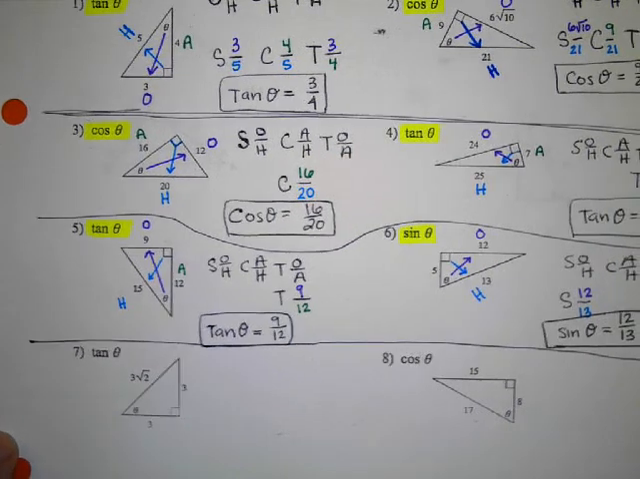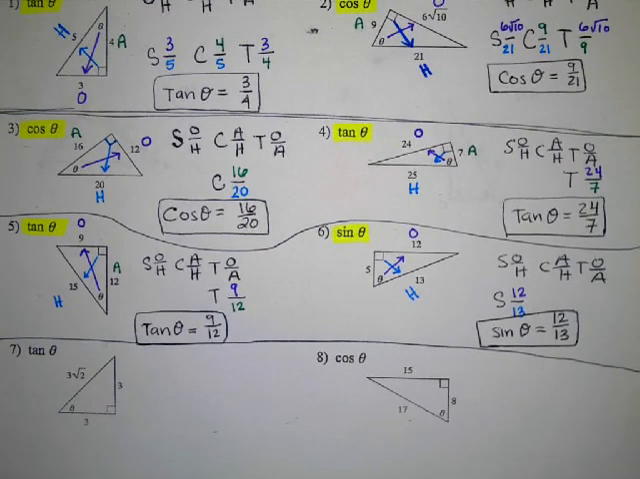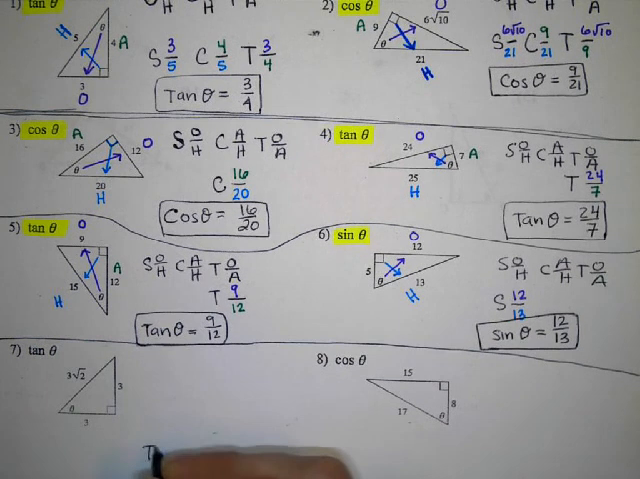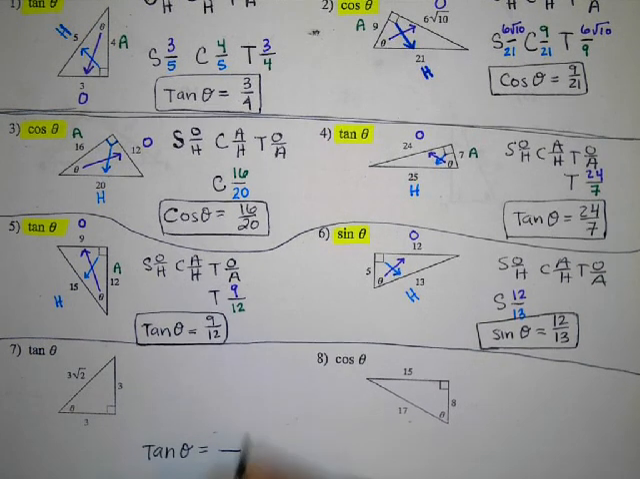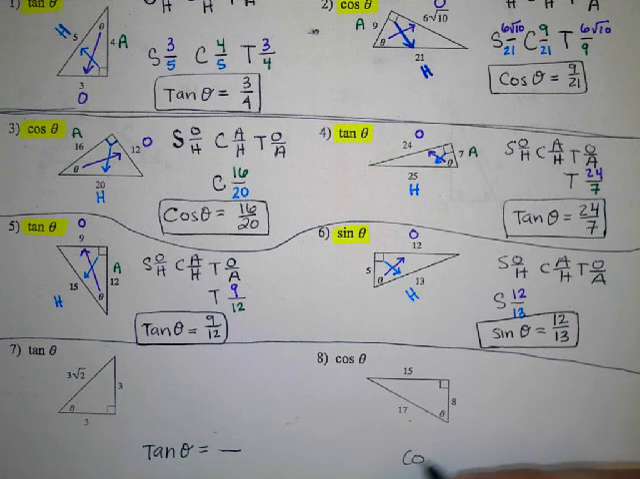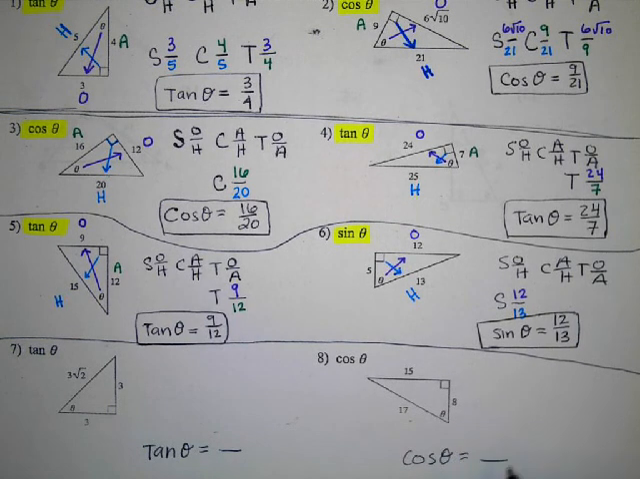You try the last two on your own. You do not have to label it the same way I label it. I just need to see tangent of theta equals your fraction. I need you to find the fraction. Cosine of theta equals the fraction.